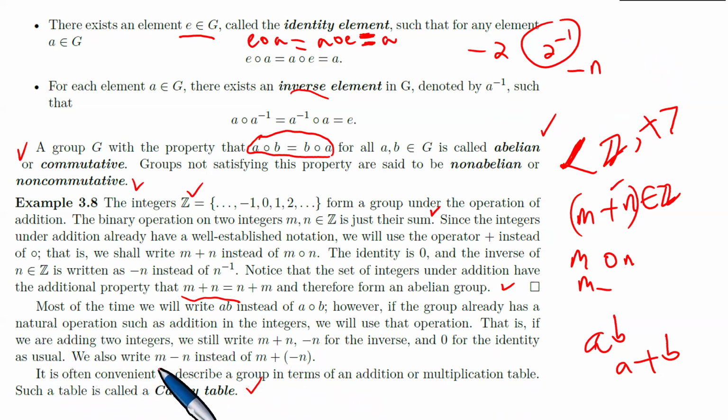We also write m minus n instead of m plus minus n. Instead of writing m plus minus n, we write m minus n, but you understand that it is addition. We saw that in the past exam paper we discussed.